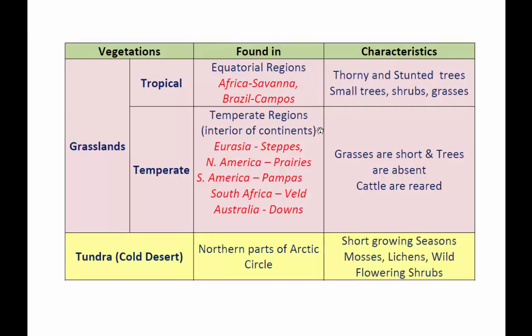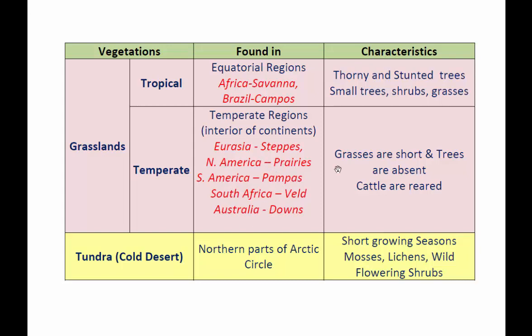Whereas temperate grasslands are found in the temperate regions, or we can simply say they are found in the interior of the continents. In Eurasia they are known as steppes. Let us repeat again, steppes. In North America they are called prairies, and in South America pampas. In South Africa they are called veld, and in Australia downs. So these are all temperate grasslands.